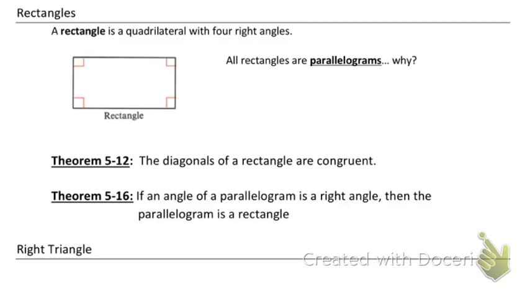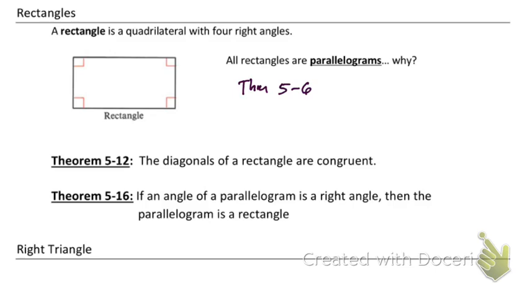Why is a rectangle a parallelogram? Yes? Because opposite angles are congruent. Opposite angles are congruent, which would be what theorem? Theorem 5-2. Not 2, because we're proving it's parallel. Maybe one of those converses. Okay, so 5-6. Yep. Because theorem 5-6 says if opposite angles are congruent, then it's a parallelogram.